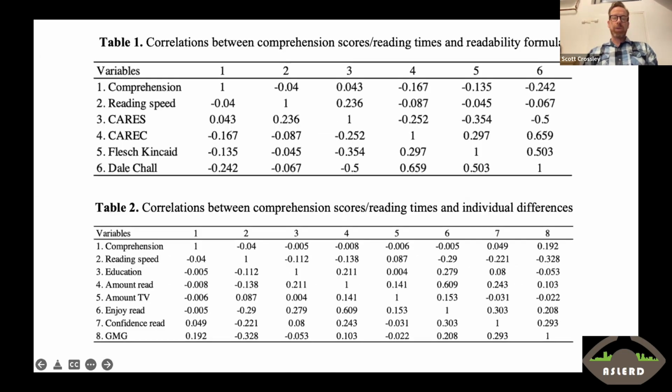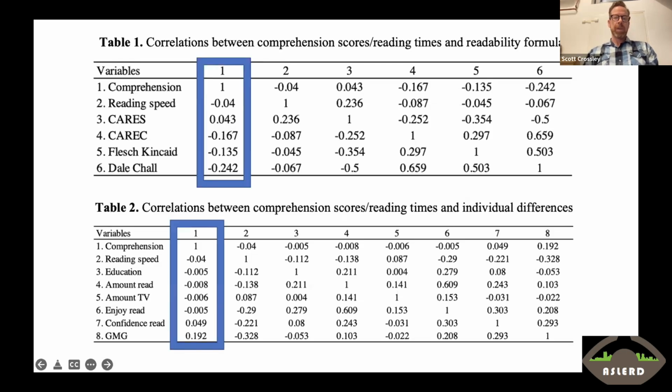All right, let's look at these real quickly. I'll point out what's important. Table 1 is for comprehension scores and reading times for our readability formulas. And table 2 is the reading times and scores for individual differences. So column 1 is basically for comprehension. And we see at the very bottom, Dahl-Chall is probably the strongest, followed by Carrick. And then we look at the correlations. This is table 2, reading times and individual differences. Individual differences were not strong predictors of comprehension, except for the Gates-McGinty, as you might expect.